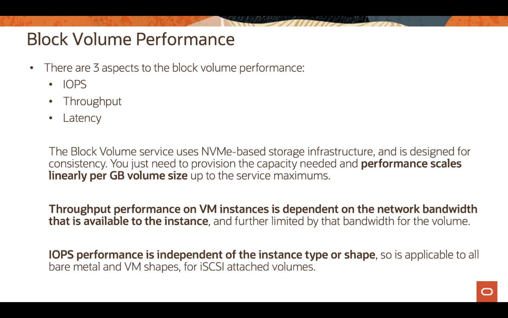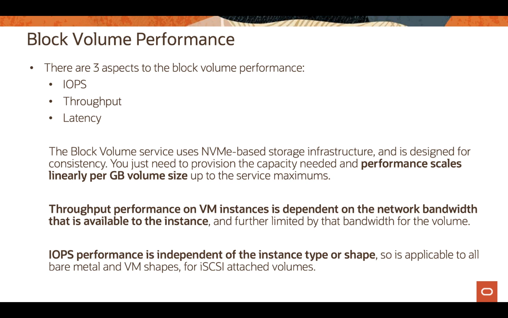Okay. When you attach a block volume to an instance, there are two types of attachment you can do. You can do iSCSI or you can do paravirtualized. iSCSI usually gets better performance, especially when using a bare metal server. You're going to get better performance there, and you can use paravirtualized attachment too.